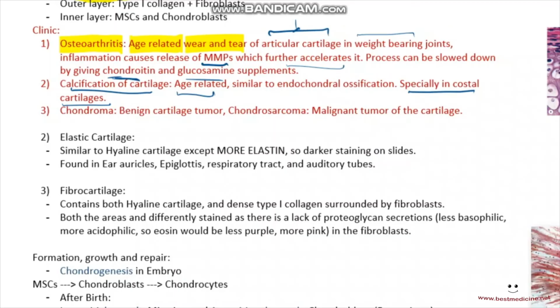Now some tumors. Remember, in the previous chapter we studied adipose tissue, and we learned that a lipoma is the benign tumor, while liposarcoma is the malignant tumor of adipocytes. Similarly, we have chondroma and chondrosarcoma. Chondroma would be the benign tumor of cartilage, and chondrosarcoma, where sarcoma basically stands for cancer, would be the malignant tumor of the cartilage. All right, so we studied some of the differences of elastic cartilage and fibrocartilage, and basically formation, growth, and repair.